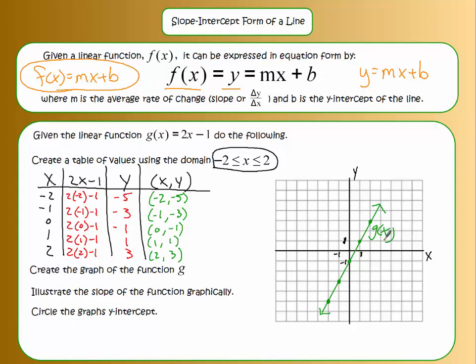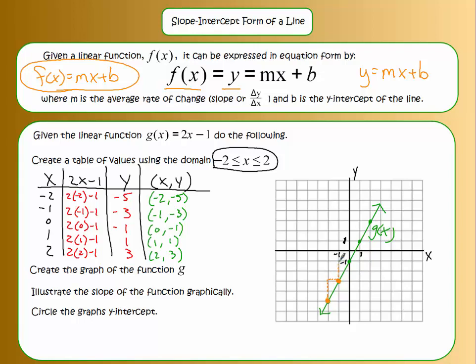Okay, so let's illustrate the slope of the function graphically. What does that mean? To illustrate the slope graphically, it simply means select 2 points. So how about we start with this one here and this one here. And it just means how am I moving from one of those to the other? Well, if I start here, I go up 2 and over 1. And that should work to get to every point.